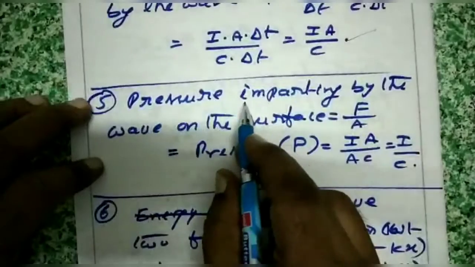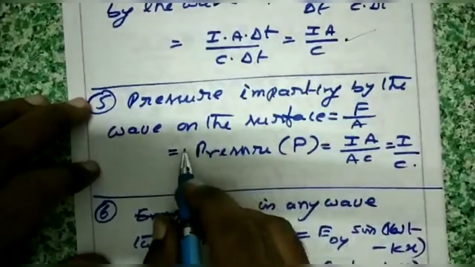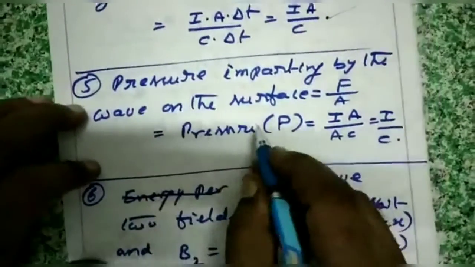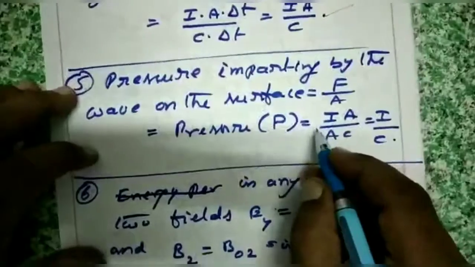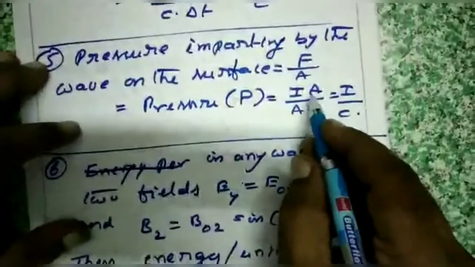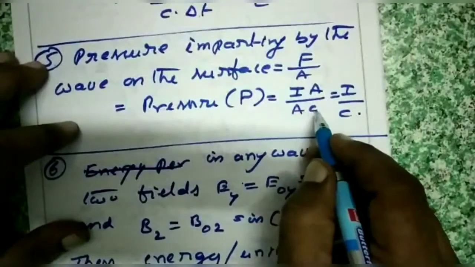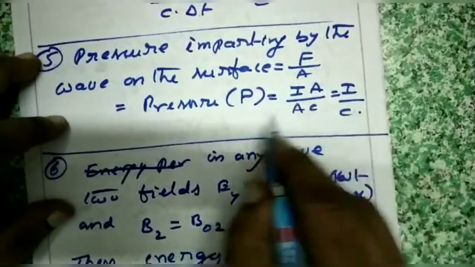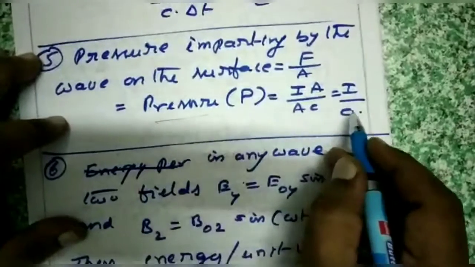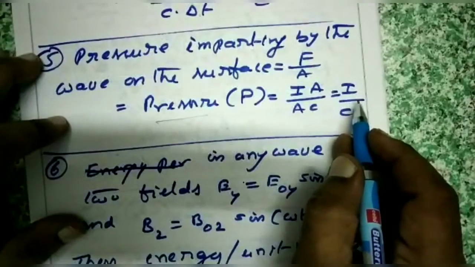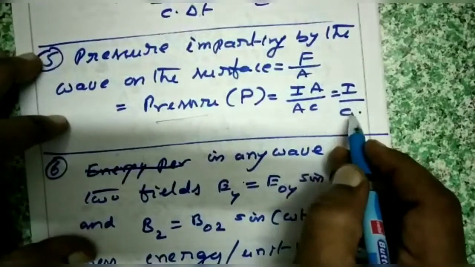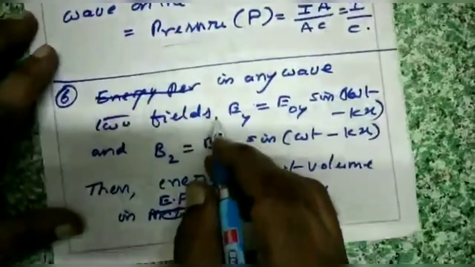Then pressure, how much pressure is it imparting on the surface? Pressure is equal to force by area. So pressure P is equal to force, how much you get? I A by c, by area. This is I by c. So this is the expression for radiation pressure acting on any area by the electromagnetic wave, I by c, where I is called intensity and c is the light speed.